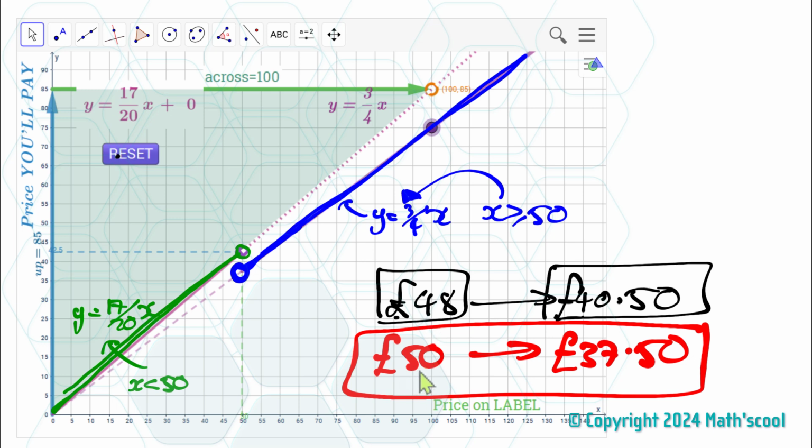So the answer is, if your bill is close to £50 but below £50, go and pick up some cheap items like some chewing gum or something like that to bring the bill over £50, and then you'll actually end up paying less.